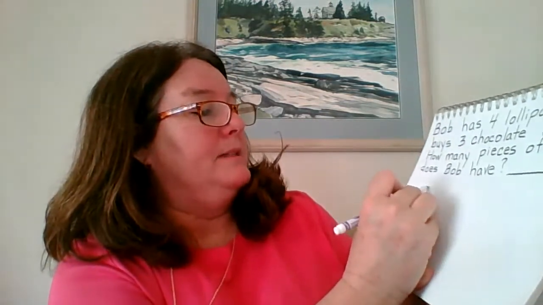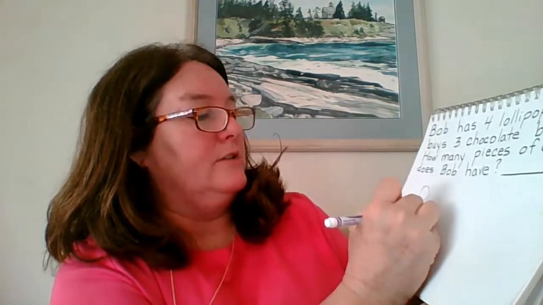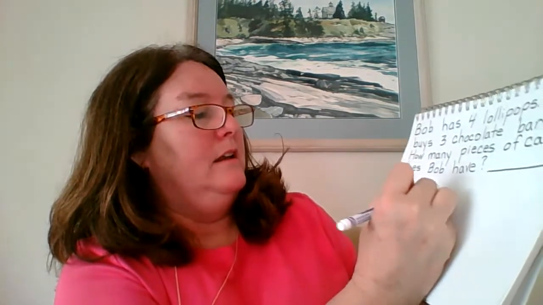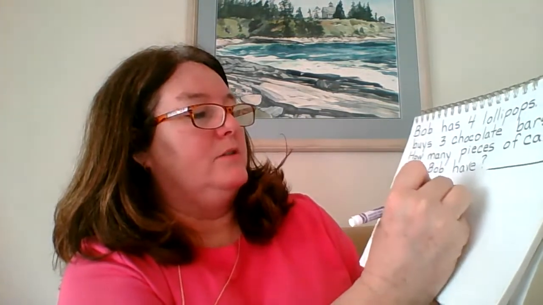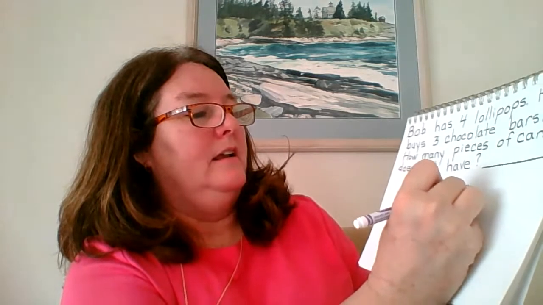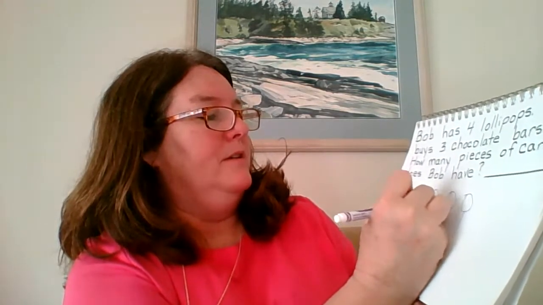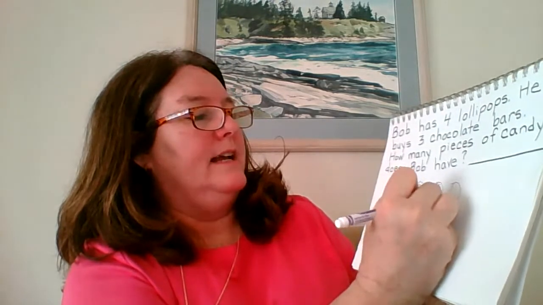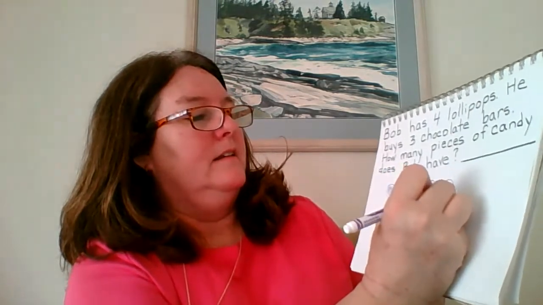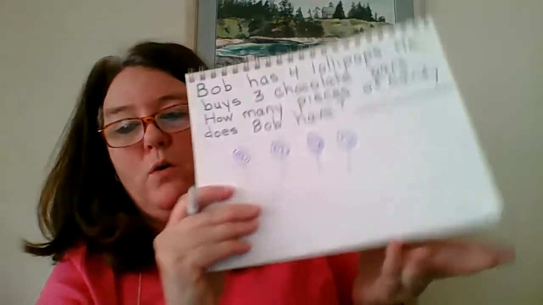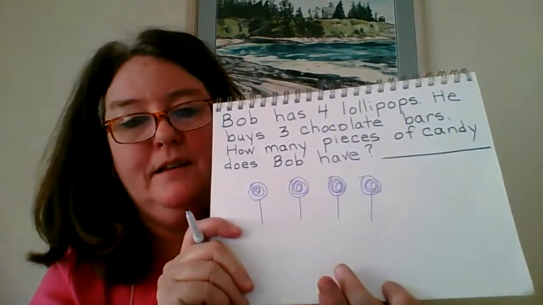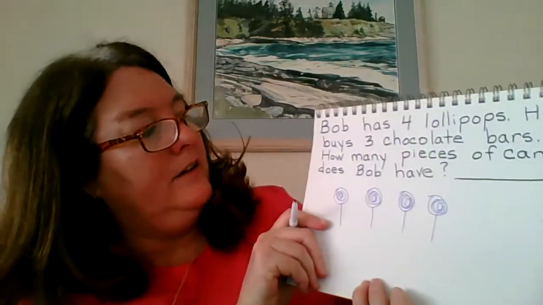I'm going to draw Bob's lollipops. He has 4. 1, 2. You go ahead and draw them also. 3, 4. And they're going to be the swirly kind of lollipops where the color swirls around like this. Bob has 4 lollipops. There they are.